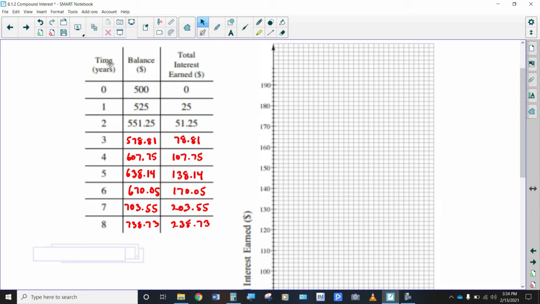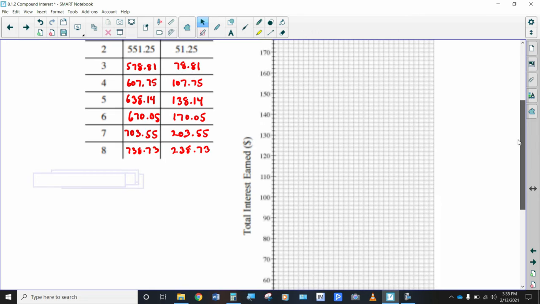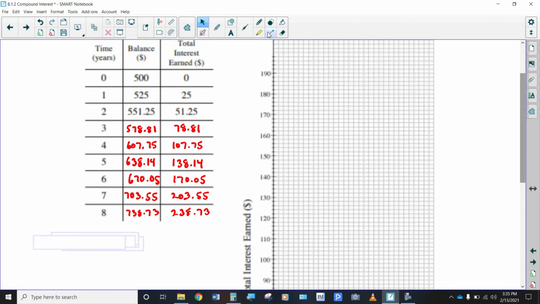So if I want to graph this, the time is definitely going to be your independent variable. That is going on your x-axis. But we're either going to graph the total balance as our dependent variable on the y-axis or the total interest earned. Let's look and see. They want us to graph the total interest earned. So we're going to take this column here with this column here, make this our x and that our y.